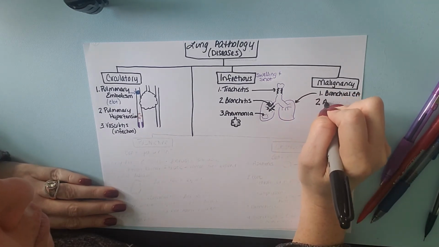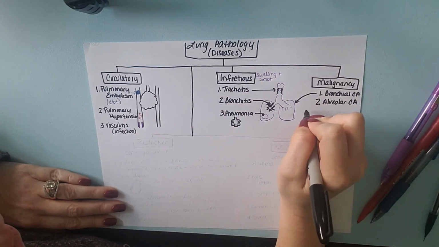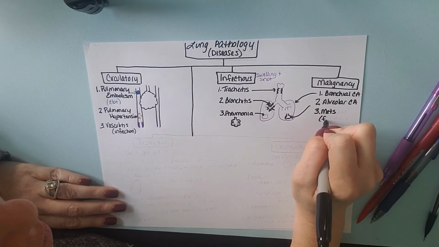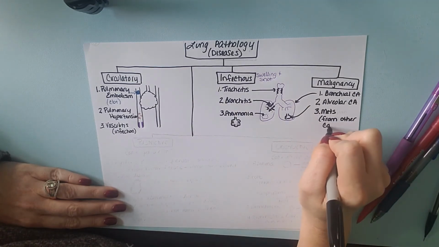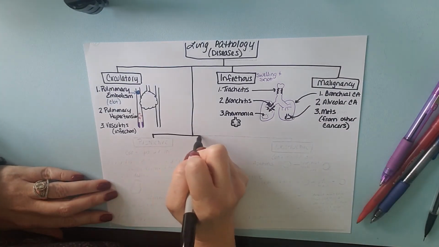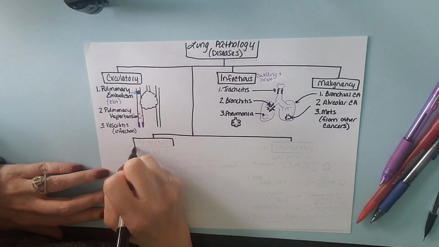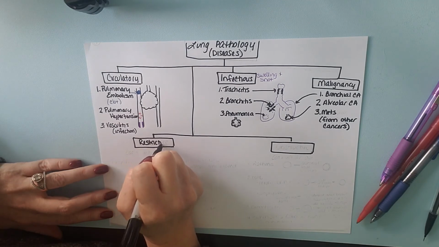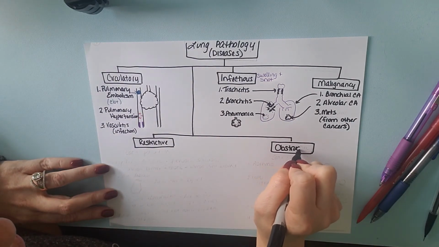So there's malignancy as well. There can be bronchial cancer or alveolar cancer or metastases from any other types of cancer. Those are the three main, at least, things we're going to talk about. But what we really want to focus on is restrictive versus obstructive lung disease.